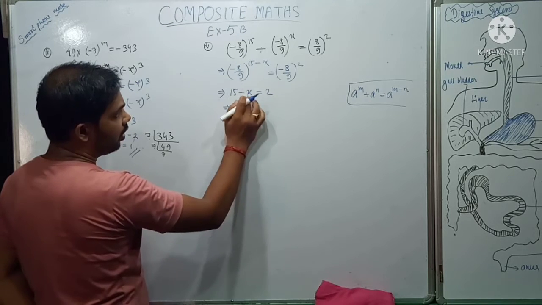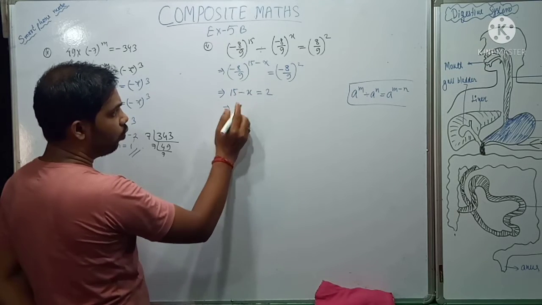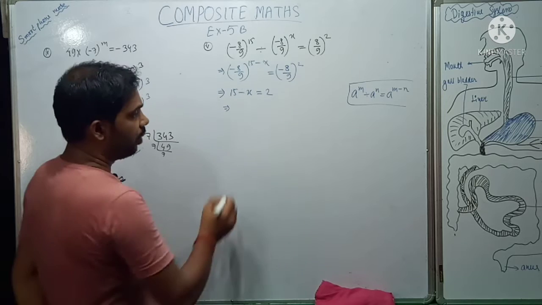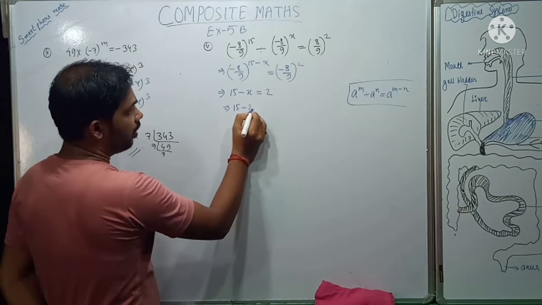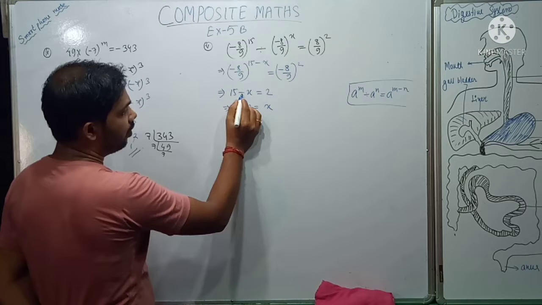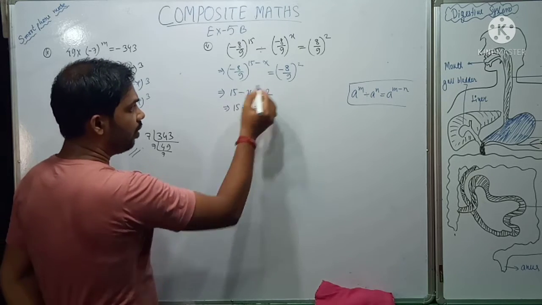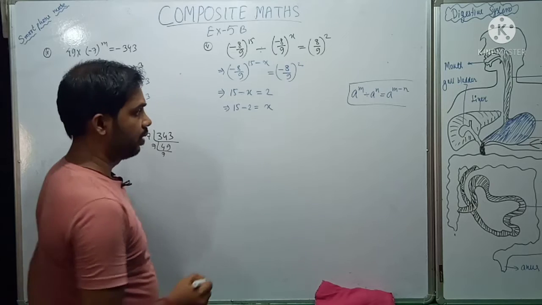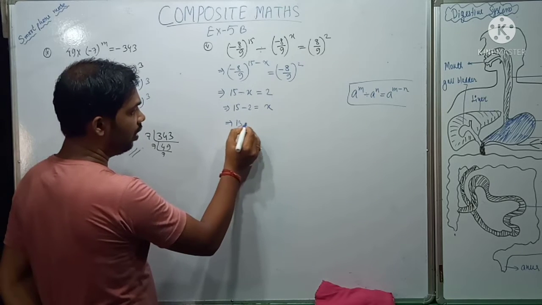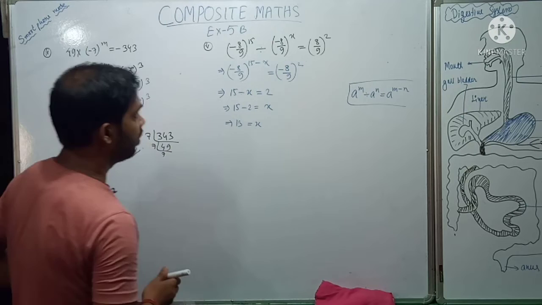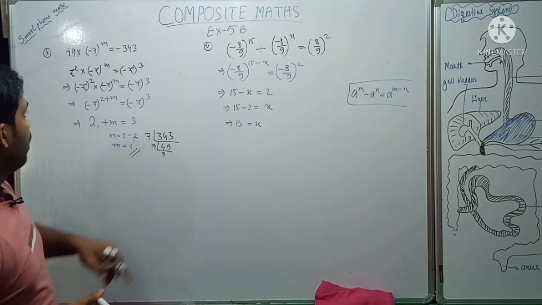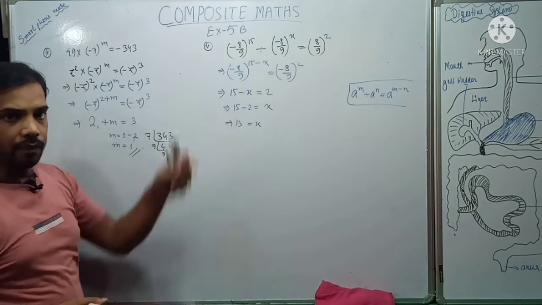So you can write, you transpose x to this side and 2 to this side, because we have to find out the value of x. So it is 15 minus 2 is equal to x. This x went this side and it will become positive, because this side is minus, and if we go this side then it will become plus. So 15 minus 2 is 13, which is the value of x. Okay, so we have completed question number 5.